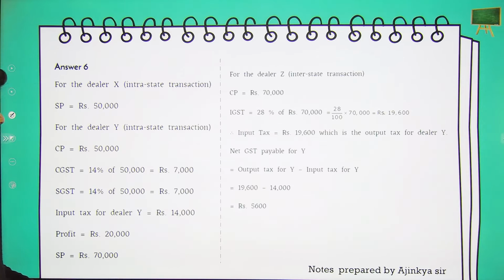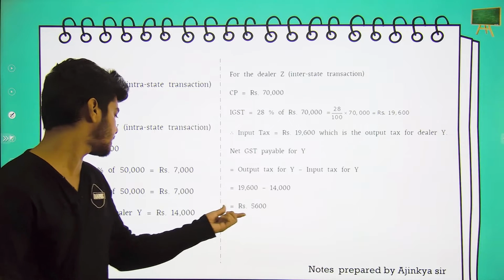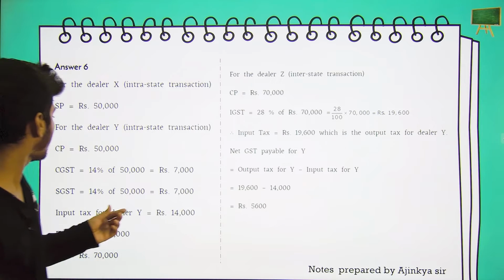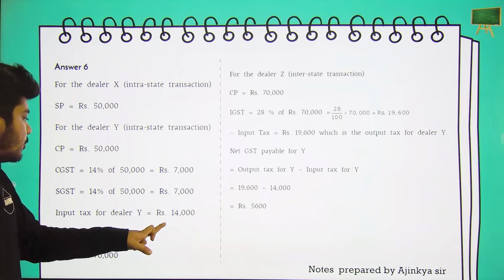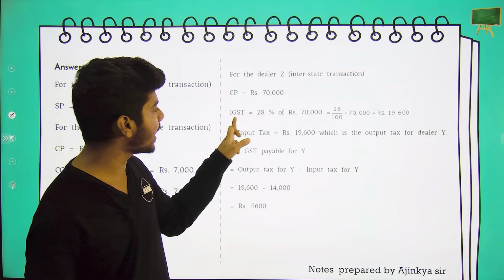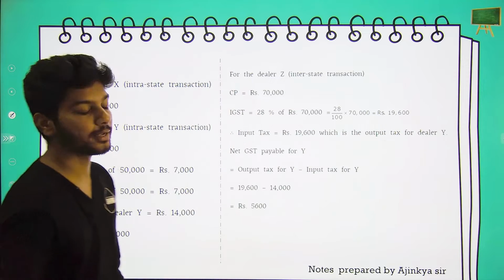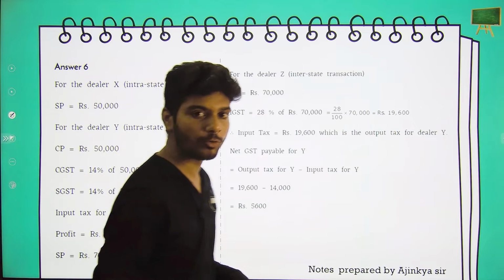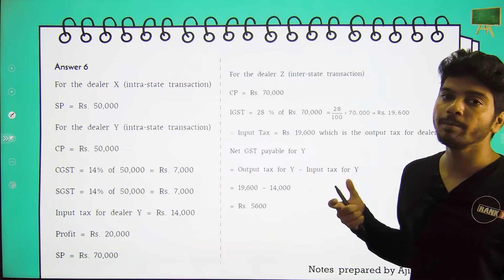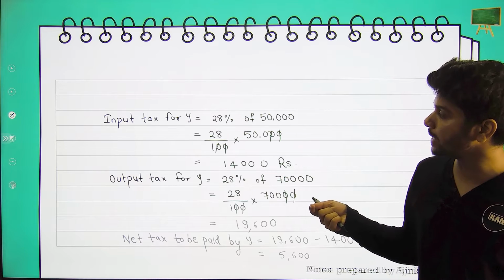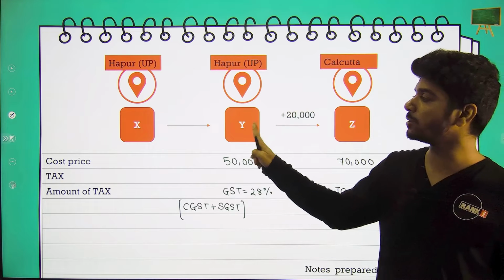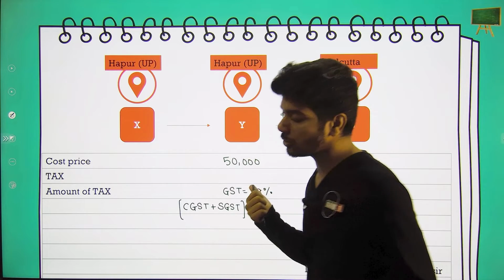Let's verify our answer now. 5,600, and input tax is 14,000, we have already got this. And this output tax IGST which is 19,600. Okay, so this is your sum. I want you to note it down. If you have understood this well, always remember how we are calculating the tax based on the state change. Okay, so this is your final sum.